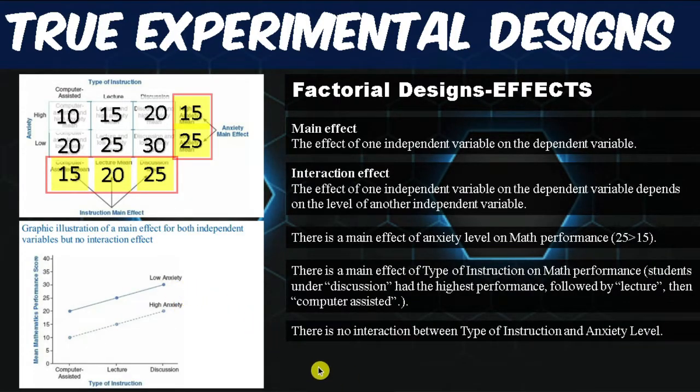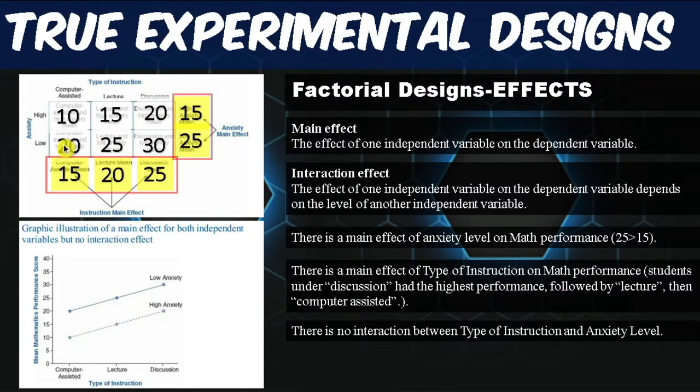How about the interaction? There is a graph here. Actually, what we really want to show here is that it's parallel. If we graph the three scores here, for low, 20, 25, and 30, we do the same for high. It's parallel. That's how we know, using a graph, that there is no interaction between these variables.